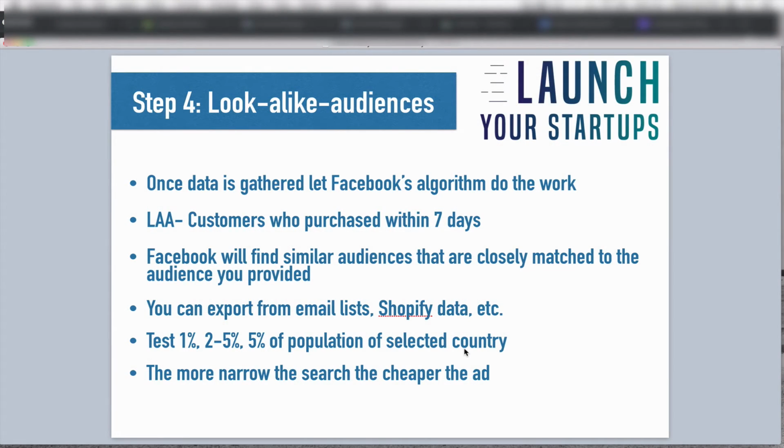Step 4, lookalike audiences. Once you've gathered the data based on your pixel, or people who have engaged with your videos or your ads, or visited your site, or went through checkout, you want Facebook's ad algorithm to do the work for you. What I like to do is a lookalike audience of customers who purchased within the 7 days. The previous step, I think it was step 2, shows you how to create audiences. And in creating audiences, you can now have Facebook make lookalike audiences based on the audiences you created. So I would have customers who purchased within the last 7 days. Based on all the data gathered with that pixel, I'm going to create a lookalike audience that Facebook will find and closely match to people who've already purchased from me within the previous 7 days.